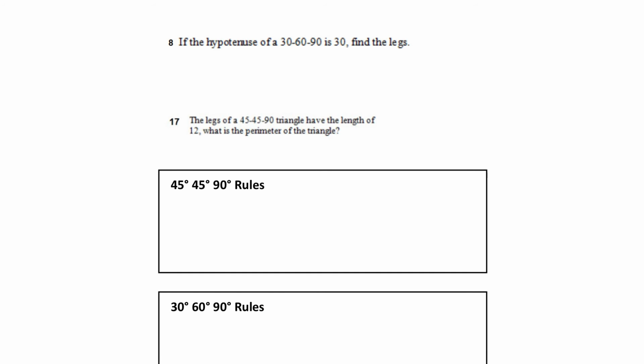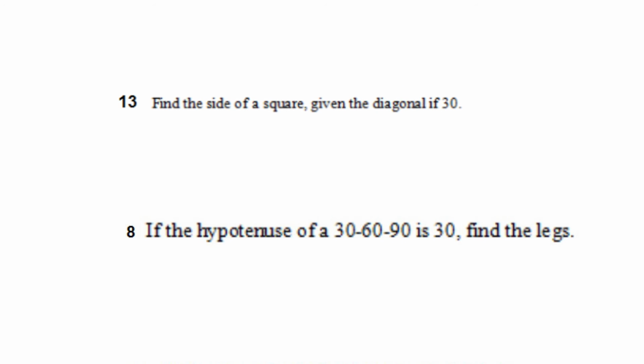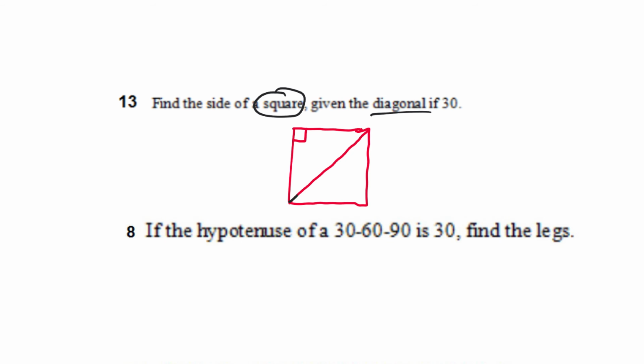Okay, on the very back. Find the side of a square given the diagonal is 30. So we have this square. When you have a square like this and you talk about the diagonal, it makes two 45, 45, 90s.